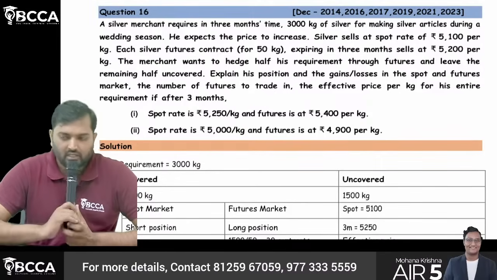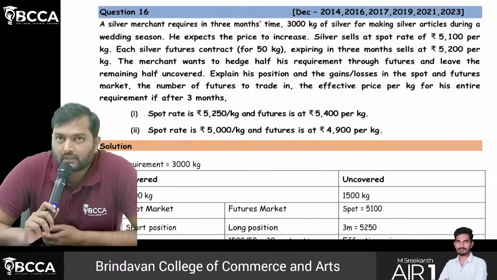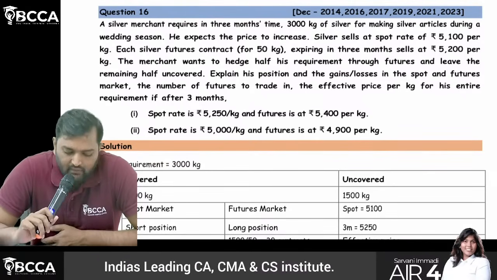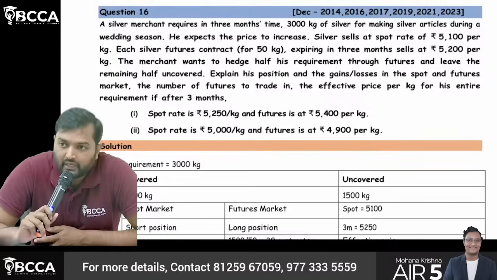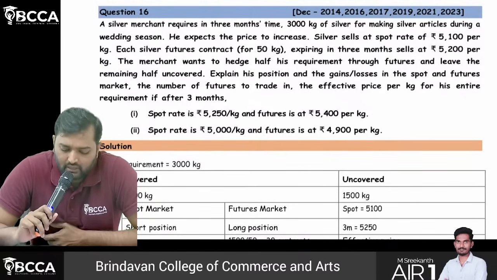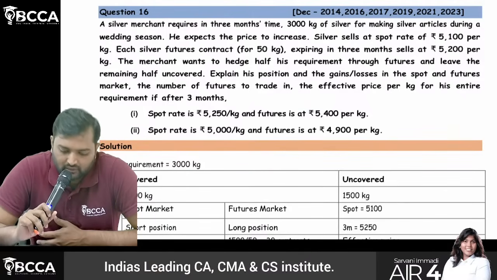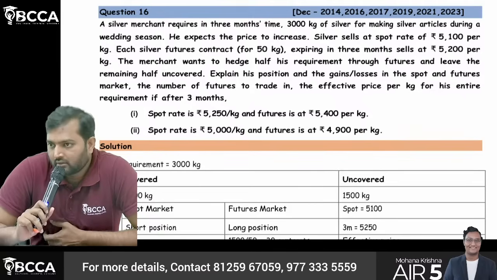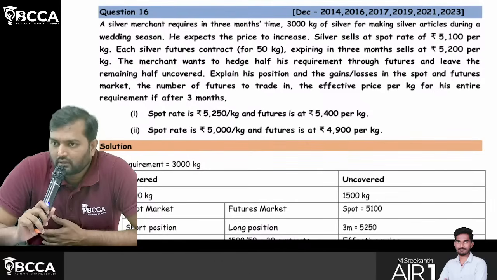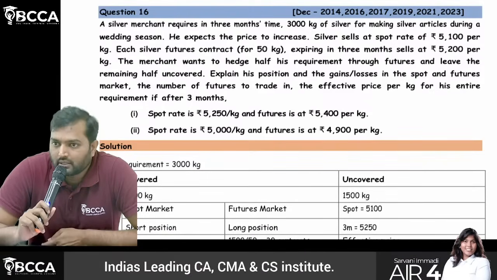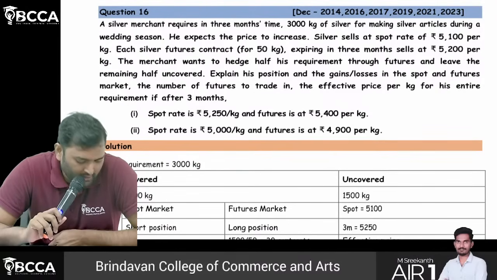So next, derivatives question number 16, commodity futures. A silver merchant requires in 3 months' time 3000 kg of silver for making silver articles during the wedding season. He is expecting that the price is going to increase. That means he will take a long position in the market.